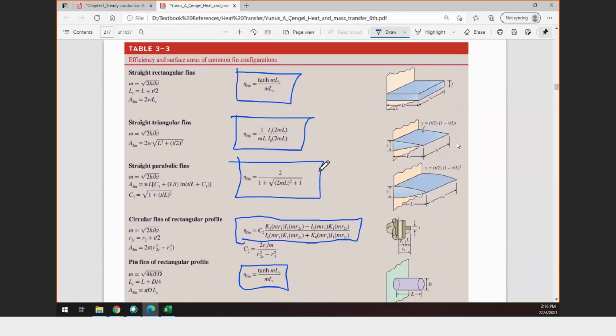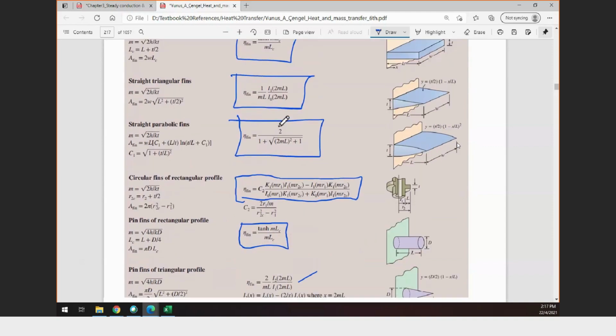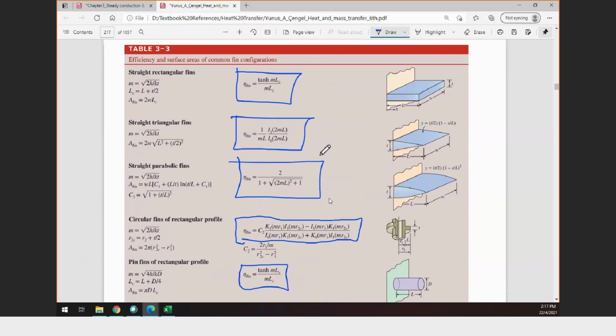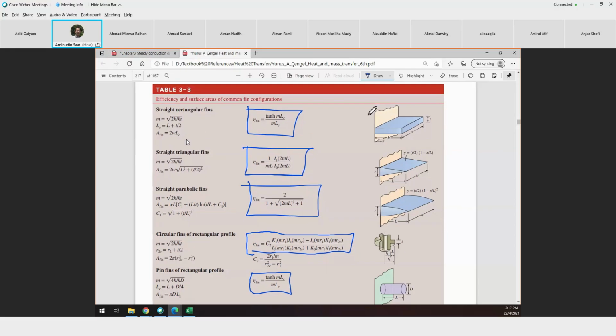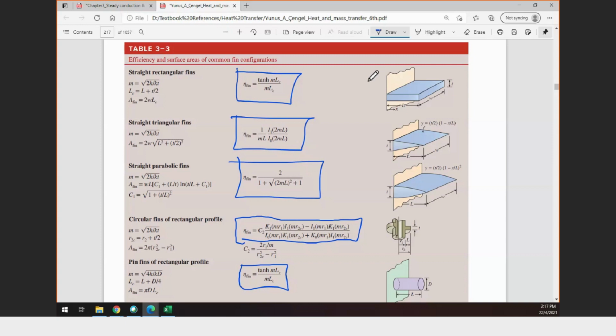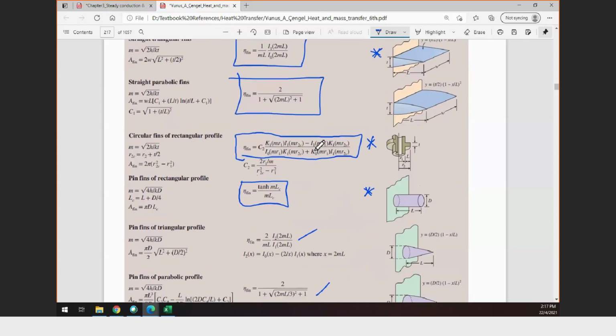In my point of view, normally the fins will be used either... This is what I experienced in the industry or in the example of your problem. The common type of fin is this shape. Also this shape and this shape. Sometimes you may have this kind of shape. Okay, but I don't think this will be asked during a test or final exam, because it will take quite a long time to calculate this one.